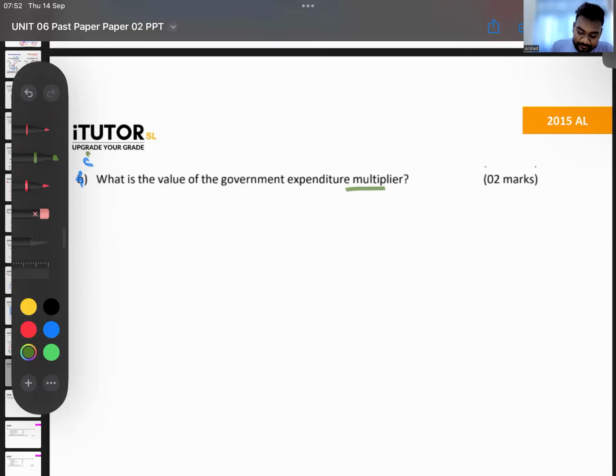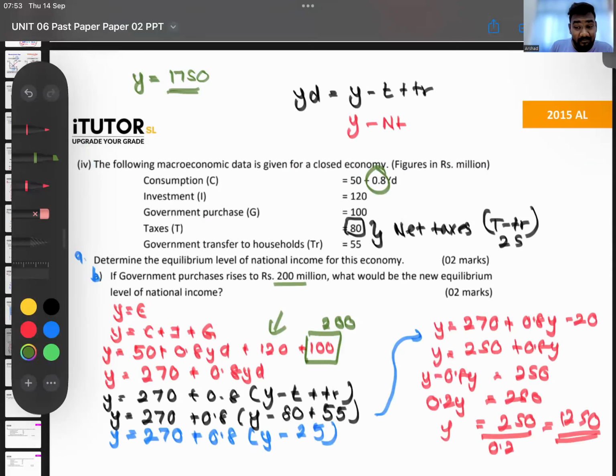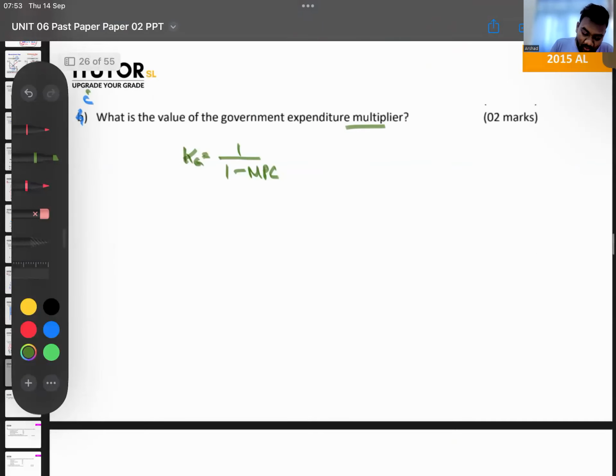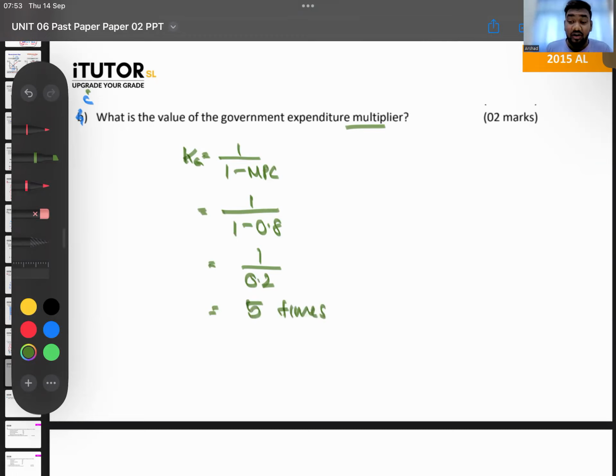Then the value of the government expenditure multiplier. You know the government expenditure multiplier, I'll say Kg, is 1 over 1 minus MPC. So where is our MPC? Here, 0.8. That is our MPC. So 1 over 1 minus 0.8, that is 1 over 0.2. So our expenditure multiplier is 5 times. This is what you have to do for part C. They're just asking for the multiplier. Then you go to part D.